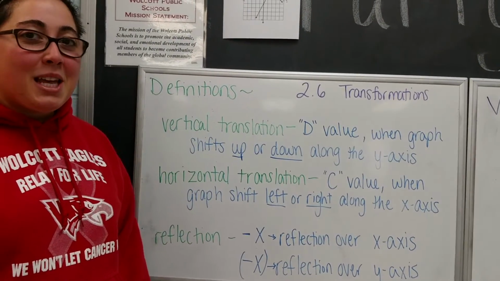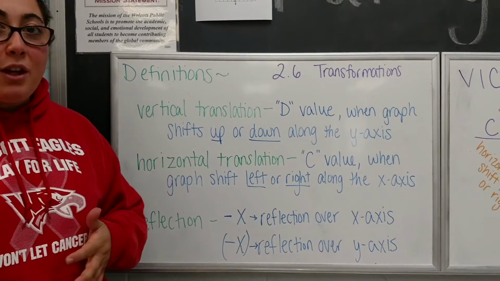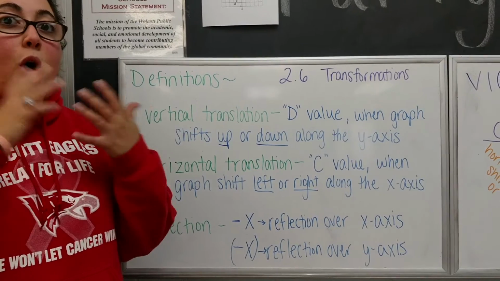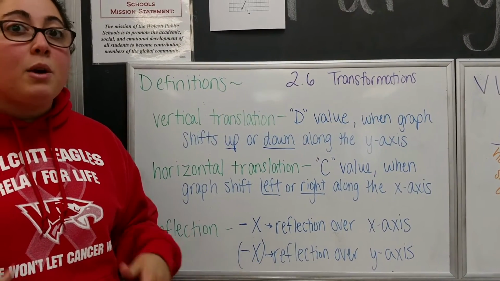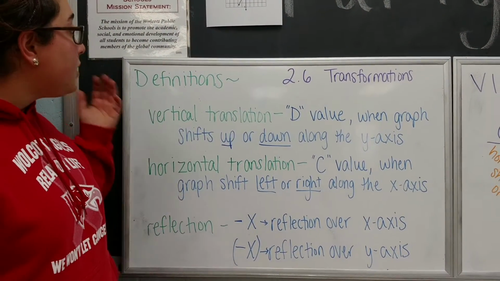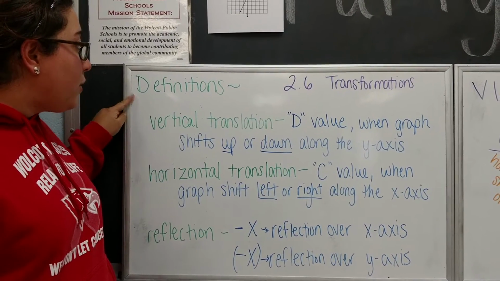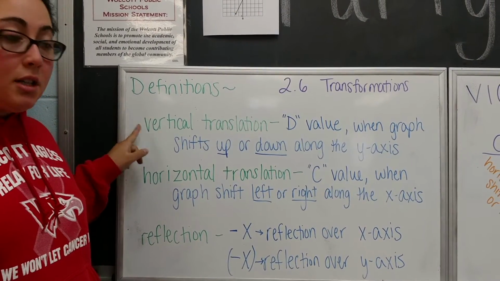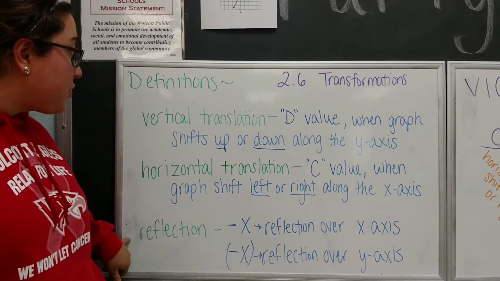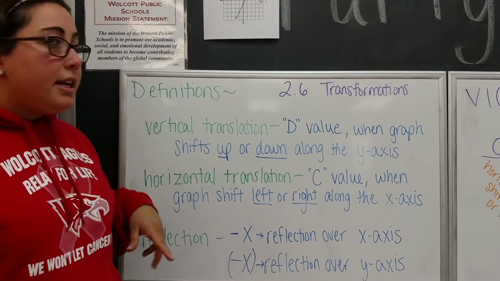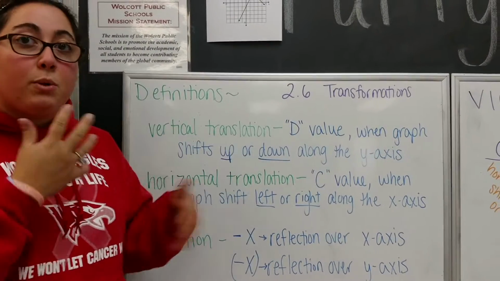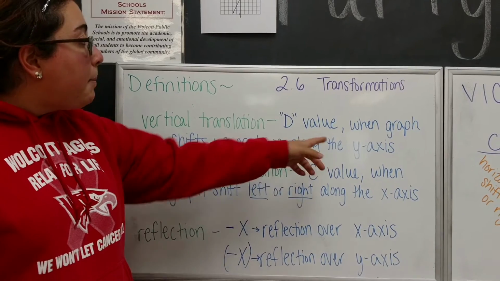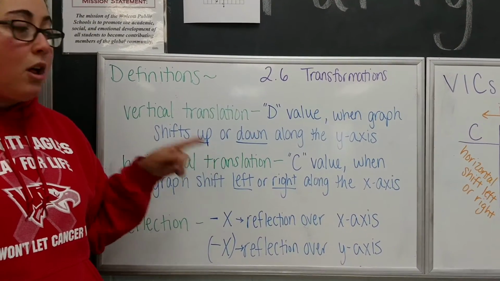Hi guys, so we're going to be talking about transformations of the absolute value function specifically, but this relates to all transformations of all graphs that we'll eventually do throughout the year. So as far as your definitions go, you need to know what a vertical translation is, a horizontal translation, and a reflection. A vertical translation is known as our D value, and you'll see what we mean when we talk about a specific equation, but it's when the graph shifts up or down along the y-axis.